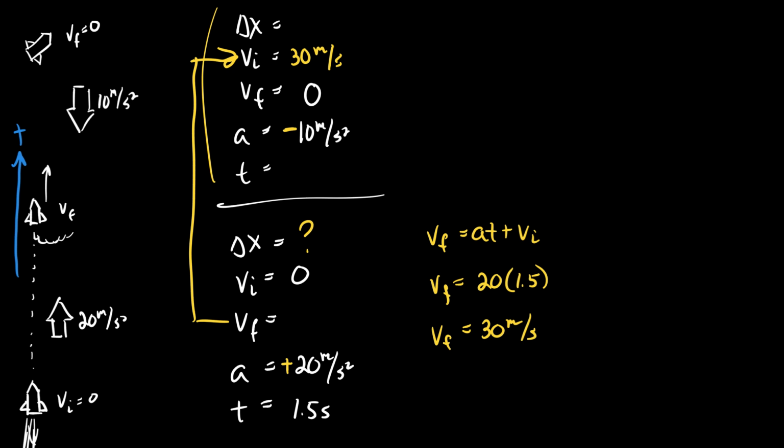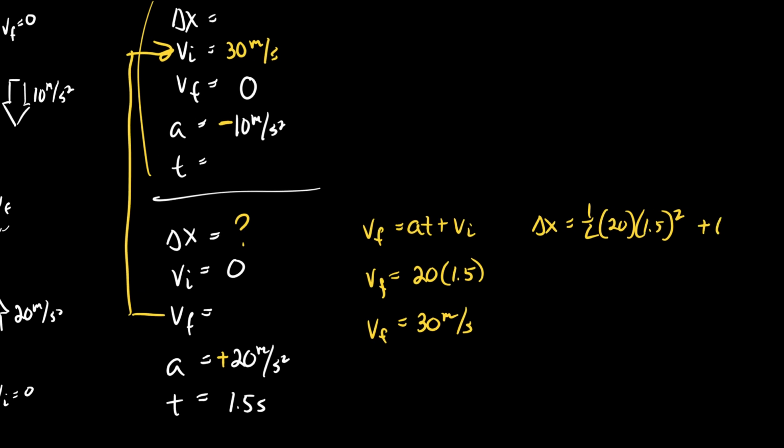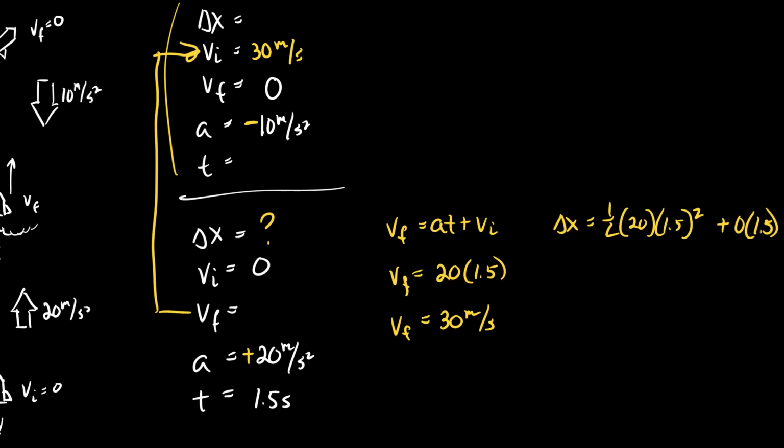I need the displacement too, so I'm going to use delta x equals 1/2 a t squared plus 0 times t. Half of 20 is 10. 1.5 squared is 2.25. So that's got to be 22.5 meters. And it's positive, so it's upwards. All righty.